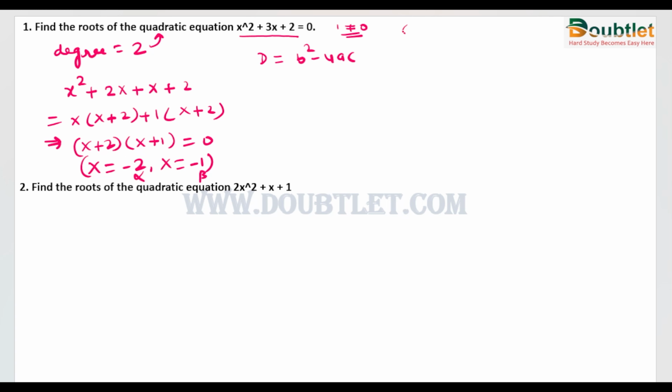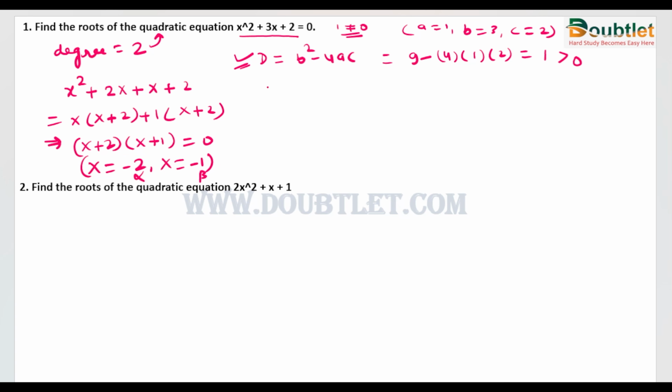So here we can write a as 1, value of b is 3 and c is 2. If we solve, this will become 9 minus 4 multiplied by 1 multiplied by 2. So this value is 1 and it is greater than 0. It means roots are real and distinct. So here roots are real numbers and both are not equal, meaning these are distinct numbers. So from here we have justified this.